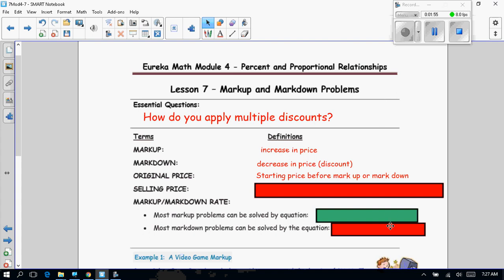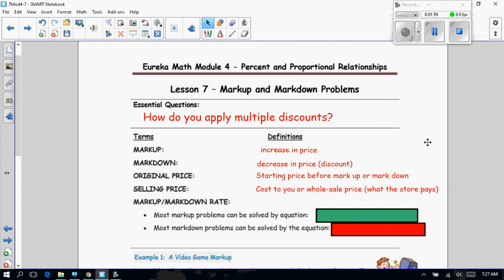All right, selling price. Again, this is going to vary depending on the problem. The starting price is the cost to you. Okay, so how much it's going to cost you when you walk out of the store, or it's the wholesale price, what the store is going to pay. All right, so when you see the word wholesale, it's what the store is buying that for to get it into their store as the product before the markup.